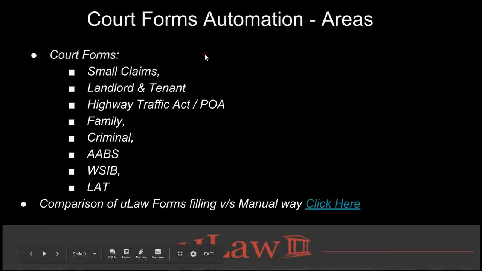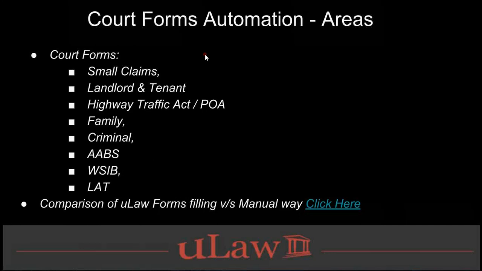So when you look at some of the common court forms automation areas in uLaw, we've taken some of the most commonly used, such as small claims, landlord and tenant, POA, Highway Traffic Act, that is, family law, criminal, accident benefits, tribunal, WSIB. Okay. We also have a really fun video that really shows you a comparison of the automated form filling versus the manual way.